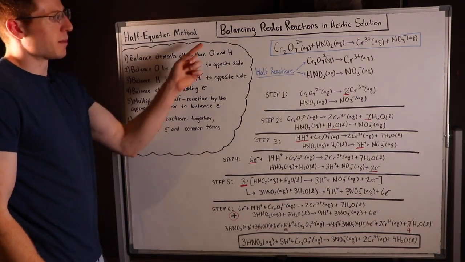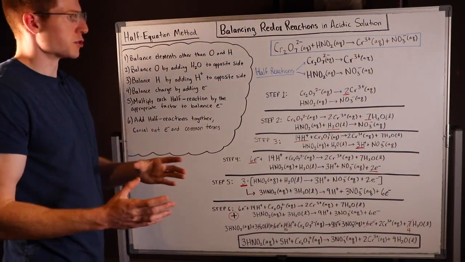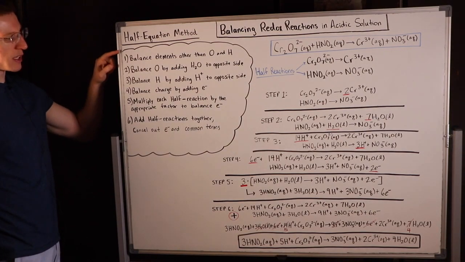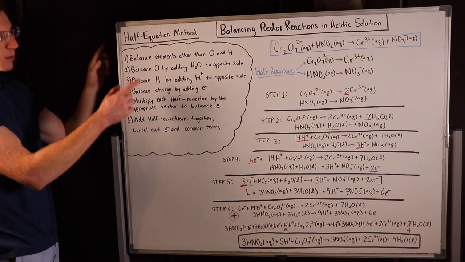In this video, we're going to learn how to balance redox reactions in an acidic solution. The easiest way to do this is to use what's known as the half equation method, and I've listed out the steps of this method in this bubble here.